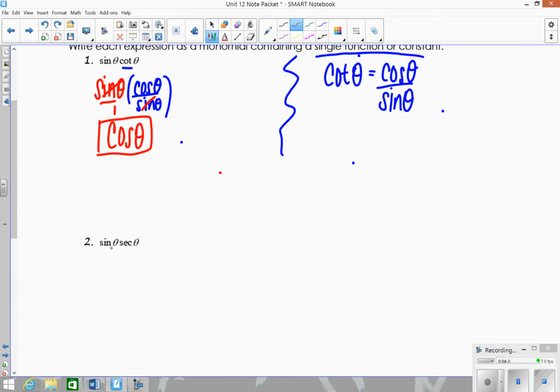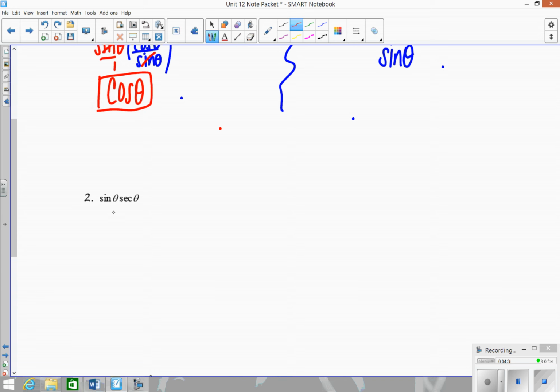This one here, sine theta and secant theta. I can't do anything with sine theta by itself. So what I do is I look at what does secant translate into, or what's another thing that I could use for secant.